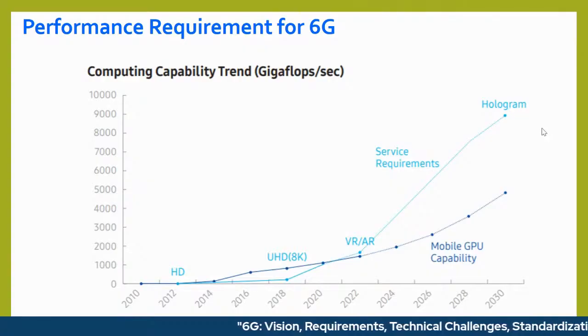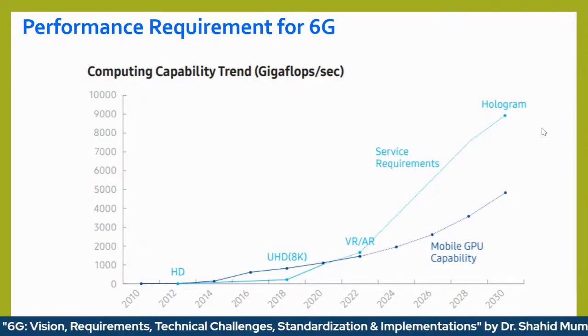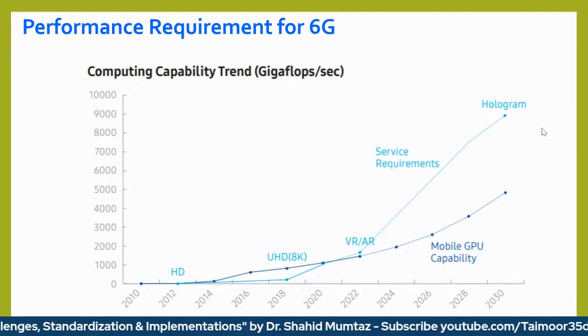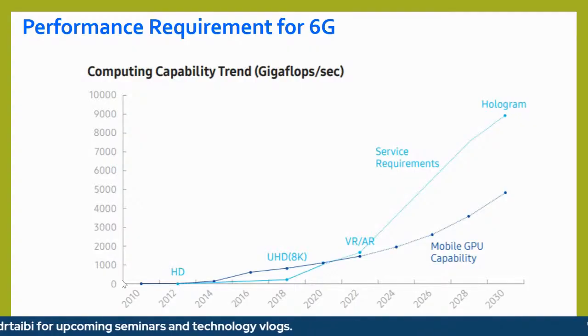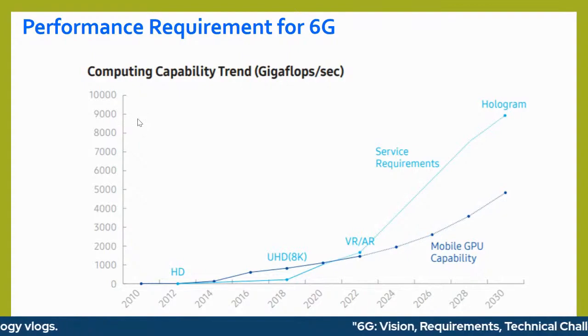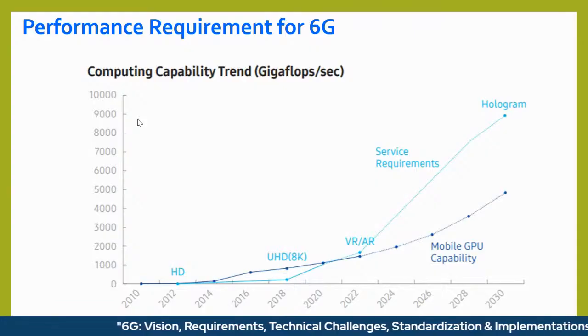Computational efficiency is quite important, but the question is how we measure it. Mostly we measure it in gigaflop per second. The guys from the communication field like me have less knowledge of how you measure the computational capability. Computational capability is measured in gigaflop per second. If you want HD video, you need around 500 gigaflop. But if you want hologram, you need around 9,000 gigaflop per second. This will not only impact your CPU and RAM, but also heat up your system as well. So we have to take care of all of them.